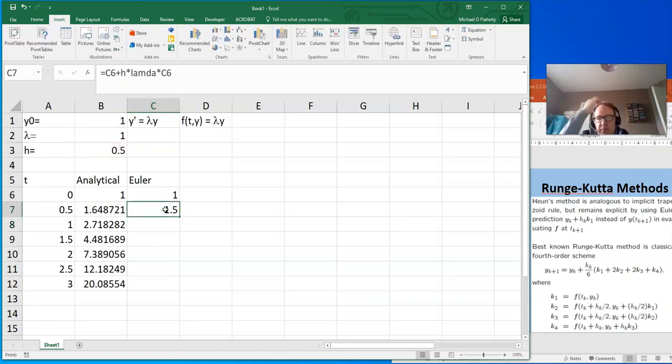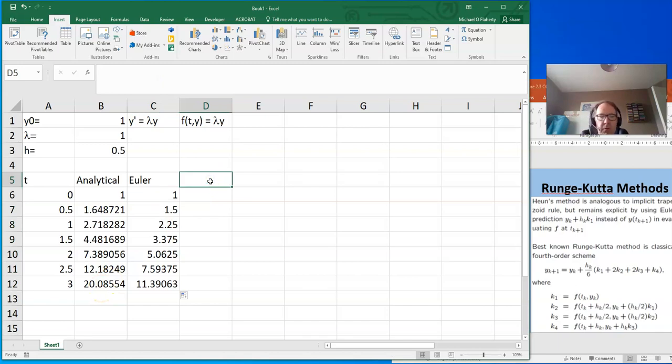That will give us an estimate of the value of y of 1.5, compared to 1.648 here. So there's a certain level of error there. But we have it in a formula so that we can fill that down, and we see it increments the values. You can see that these significantly undershoot the value of the analytical. By the time 3 seconds is reached, it's 11.4 compared to 20.08. So there's a significant difference. An alternative possibly is known as the backward Euler method.